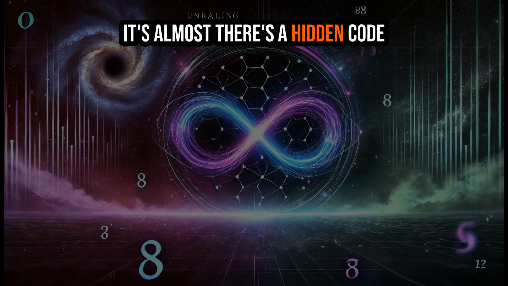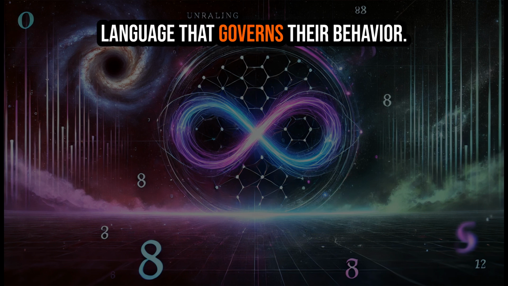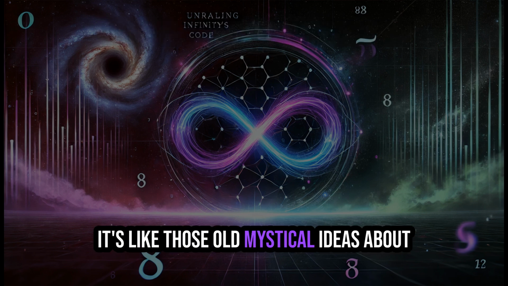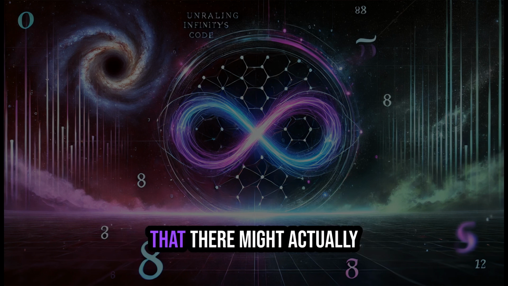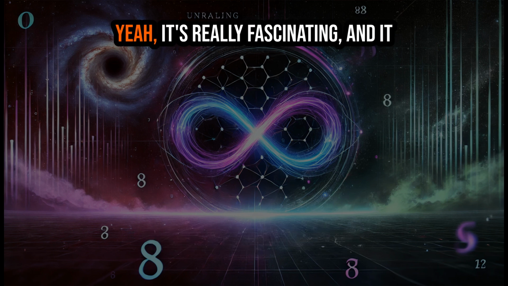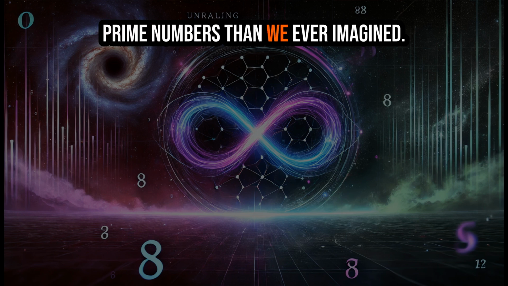It's almost like there's a hidden code within the primes, a kind of secret language that governs their behavior. It's like those old mystical ideas about numbers having magical properties. Yeah. But now we're starting to see that there might actually be some truth to that. Yeah, it's really fascinating, and it suggests that there's a lot more to prime numbers than we ever imagined.